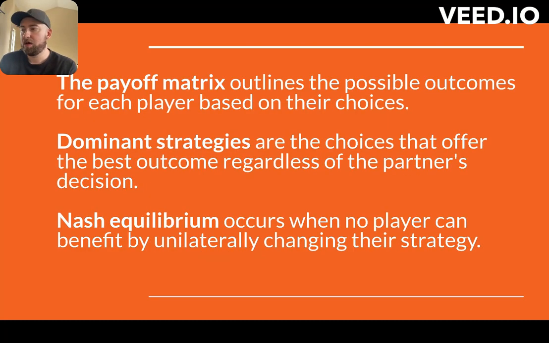decision-making. Before we proceed, let's clarify some important terms that are important to understanding the prisoner's dilemma in game theory. First, the payoff matrix outlines the potential outcomes of each player based off of their decisions. For instance, in an economic context, this would represent the strategies of two competing businesses. Secondly, dominant strategies refer to choices that yield the best outcome regardless of their partner's decision. Lastly, Nash equilibrium occurs when no player can improve their situation by changing their strategy.